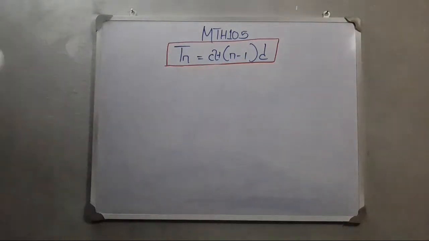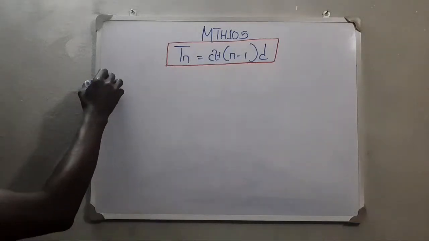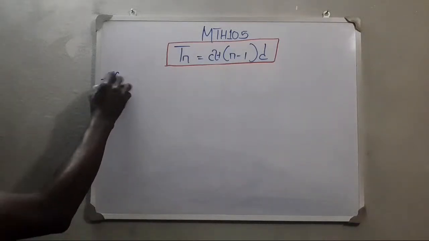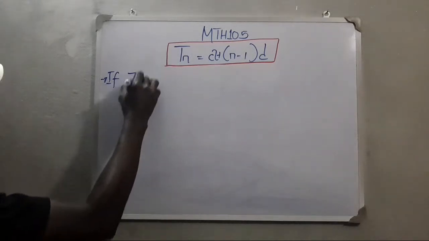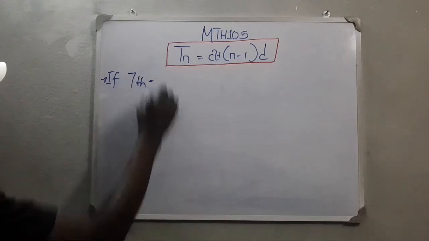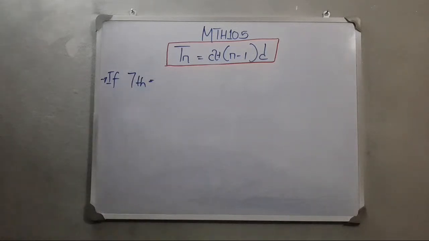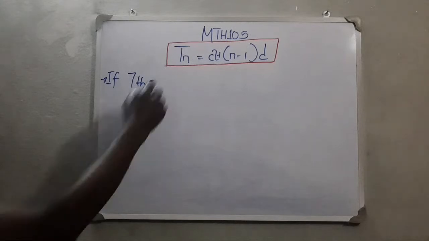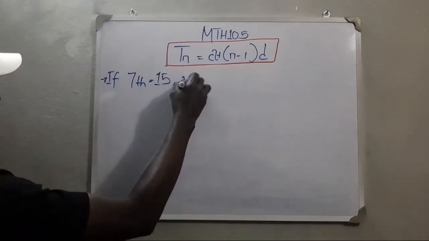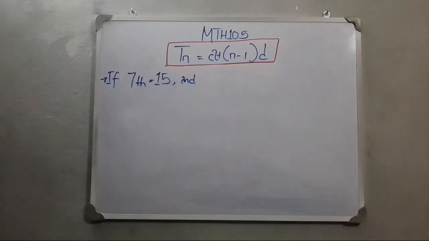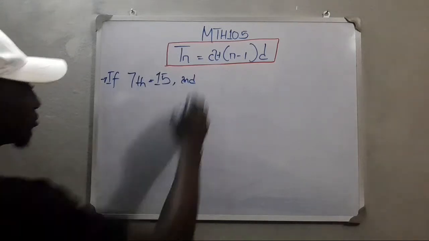So now we have, if the seventh term equals 15, and the fourth term equals 9.